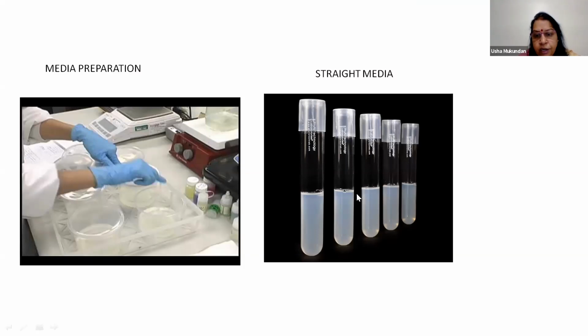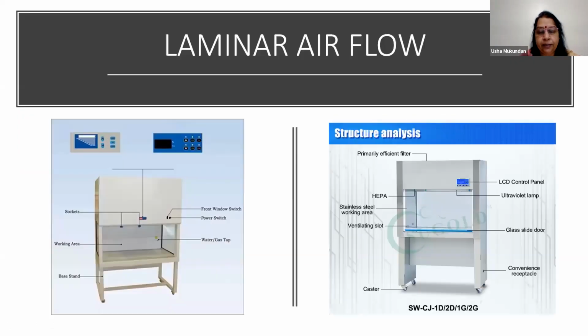Now what I've shown here is a straight medium. Later on I'll show some explant material. If you keep it at an angle, then you get a slant medium. The gelling material being used is agar. We'll be talking about it a little later.